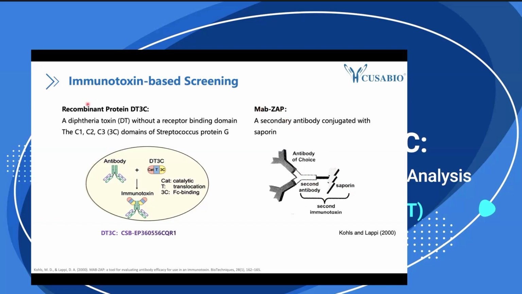So all three can be combined together. But compared to the MapZap, recombinant protein DT3C is more convenient and simpler, because it already carries all the components you need. For DT3C, the toxin part is a diphtheria toxin without its receptor binding domain, and instead of the original receptor binding domain, the 3C domain of Streptococcus protein G replaced it. So you can just use this simple recombinant DT3C to bind to the primary antibody to form the immunotoxin. Compared to the other one, without the secondary antibody, the immunotoxin formed here has a much smaller size. Smaller size means that during the ADC assessment, the penetration of this immunotoxin will be much better.